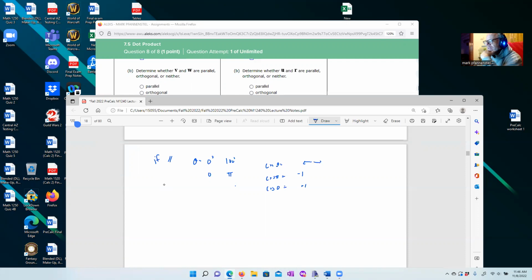If they're perpendicular, if they're orthogonal, then theta is equal to 90 degrees or 270 degrees. The cosine of 90 degrees is equal to 0, and the cosine of 270 degrees is also equal to 0. So we either have perpendicular like this or like that. Either way, it's a 90-degree angle between them. That's what we really care about.